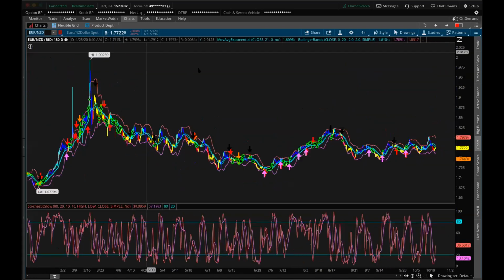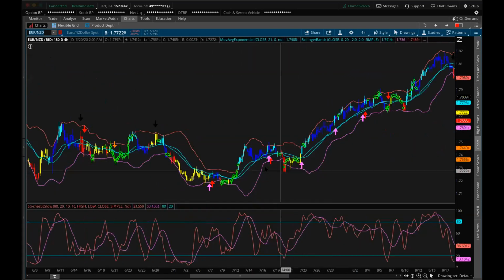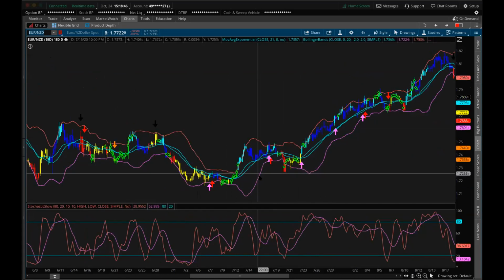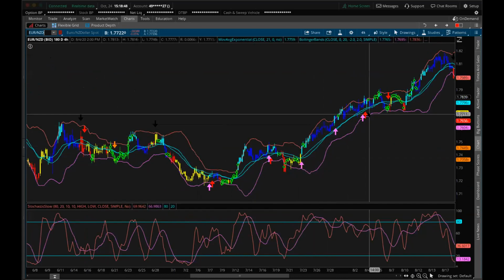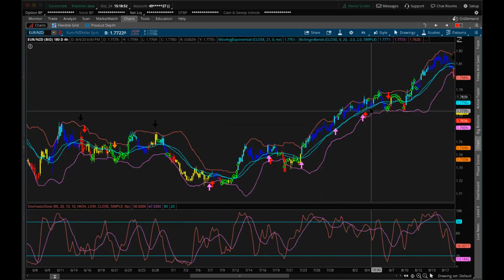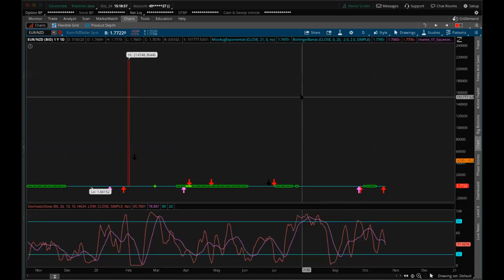Let's look at it. See, like on this one, I can see that it's kind of respecting it a lot better. You see these buy arrows. It's like respecting the trend. It's going up. It's a 4-hour chart too. Let's look at the daily. Daily looks weird.